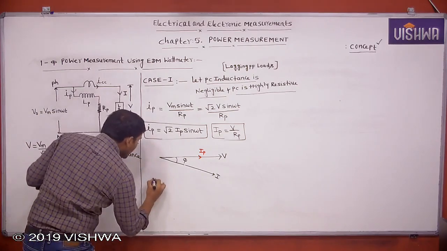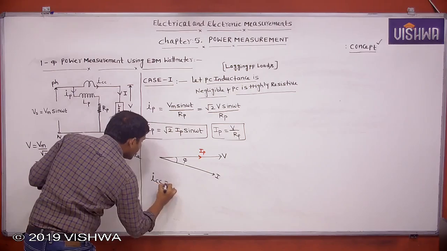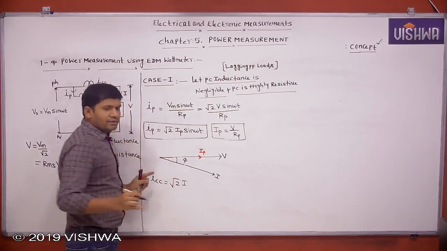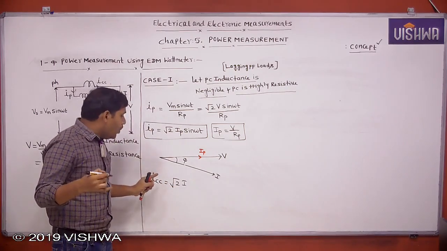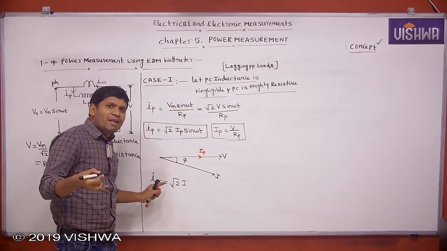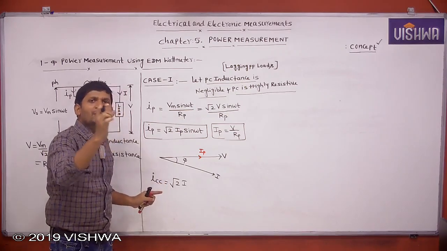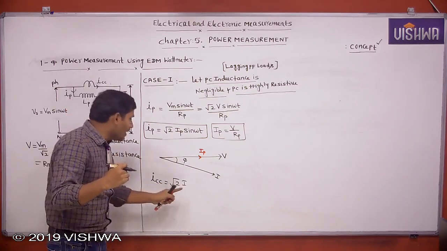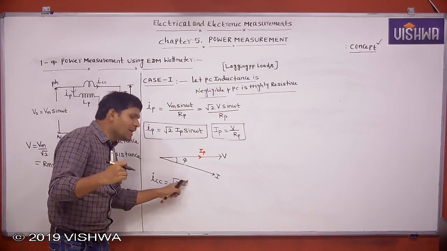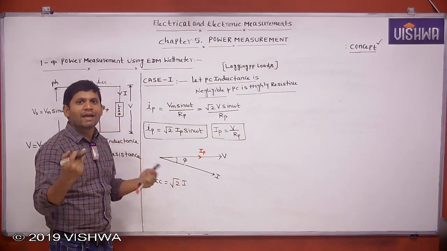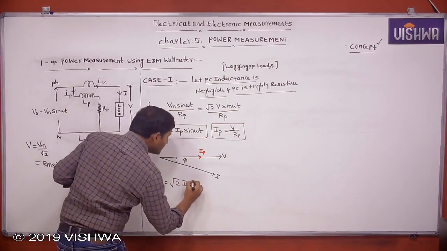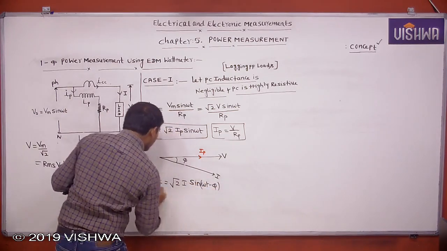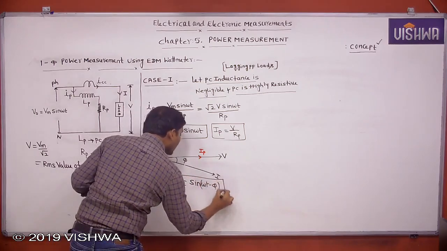Now you tell me, what is the expression for I_CC? The current coil current equals root 2 I. Generally, how do we write the instantaneous value of current? i_CC equals I_m sin omega t, but I am writing I_m in terms of the RMS value. The RMS current is I, and multiplying by root 2 gives the maximum value. So root 2 I sin(omega t minus phi). Why have I taken minus phi? Because this current lags the voltage by angle phi.